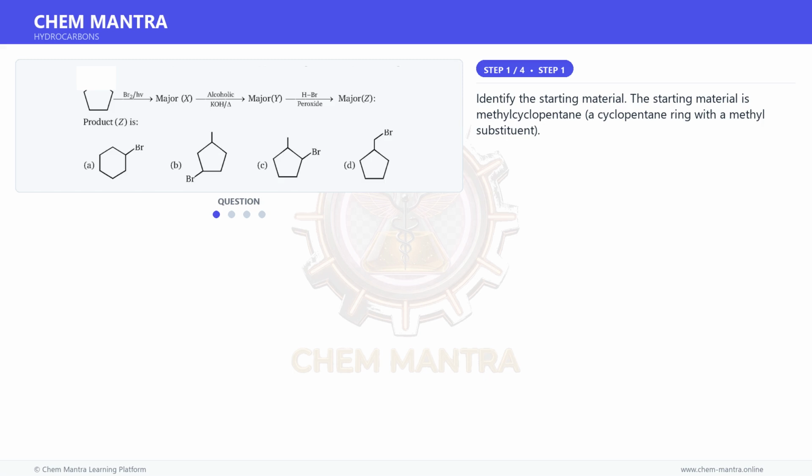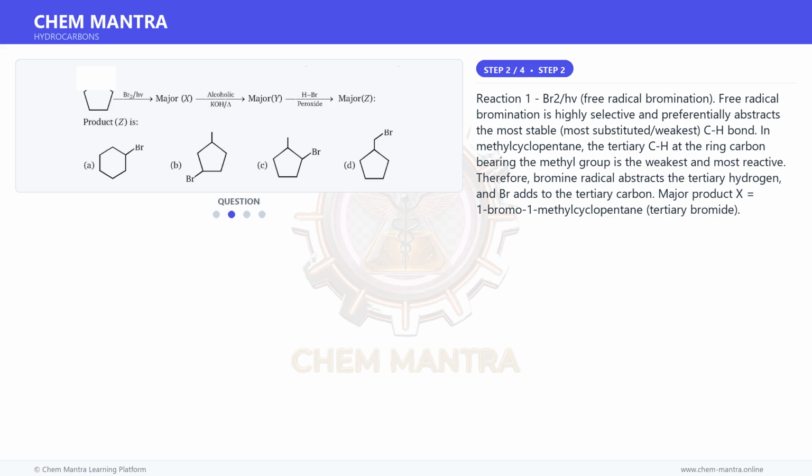Identify the starting material. The starting material is methylcyclopentane, a cyclopentane ring with a methyl substituent. Moving on to the next step.